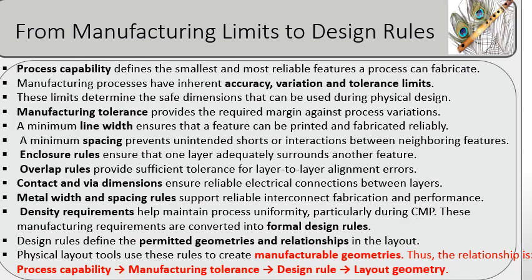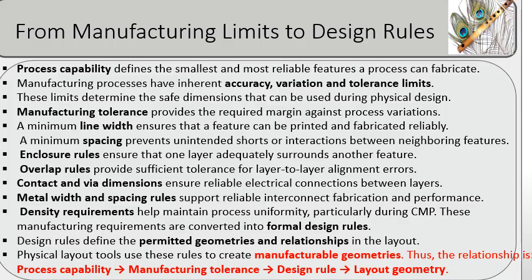We can now make the direct connection between semiconductor manufacturing and physical design. Every fabrication process has a finite capability and an associated tolerance due to unavoidable process variations. These manufacturing limits must therefore be translated into practical constraints for the layout designer. For example, a minimum line width ensures that a feature can be printed and fabricated reliably, while minimum spacing prevents unwanted shorts between neighboring structures.